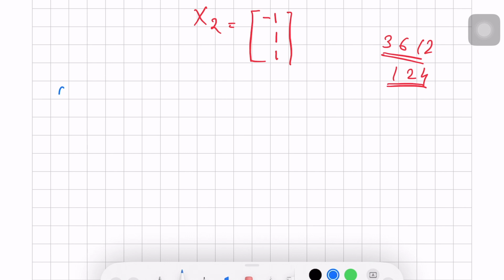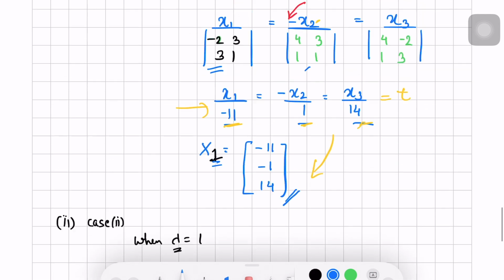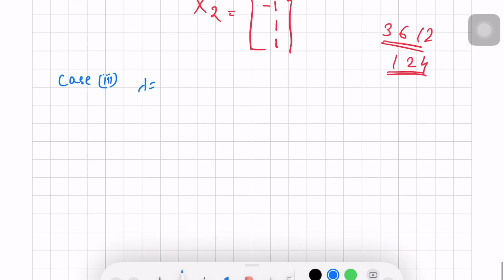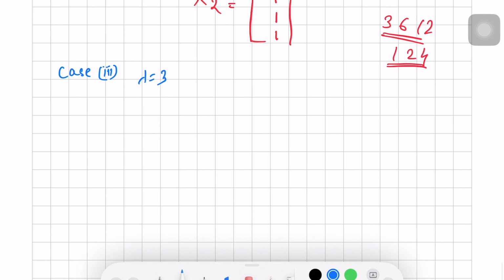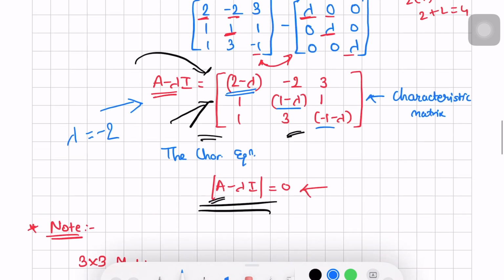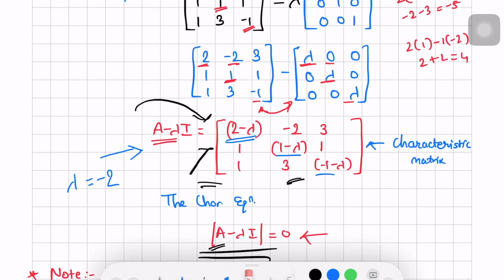So now you can calculate case 3 by yourself. That I will give you as homework. In case 3, the lambda is, what was it? 3. So you can just substitute lambda is equal to 3 in the first equation. So this is actually, let me just clean this out. This is our first equation. So you can find out case 3 by yourself.